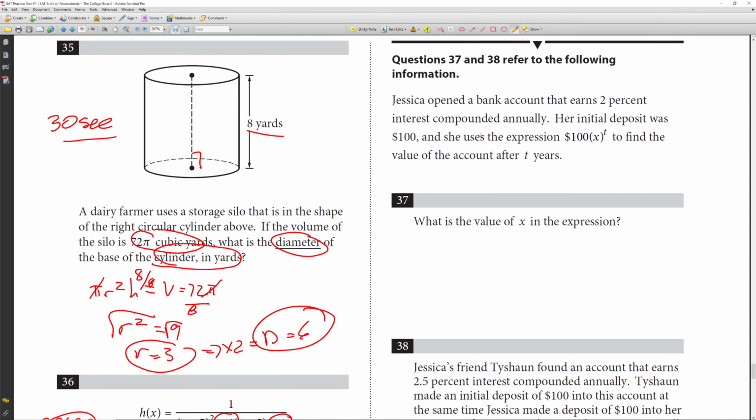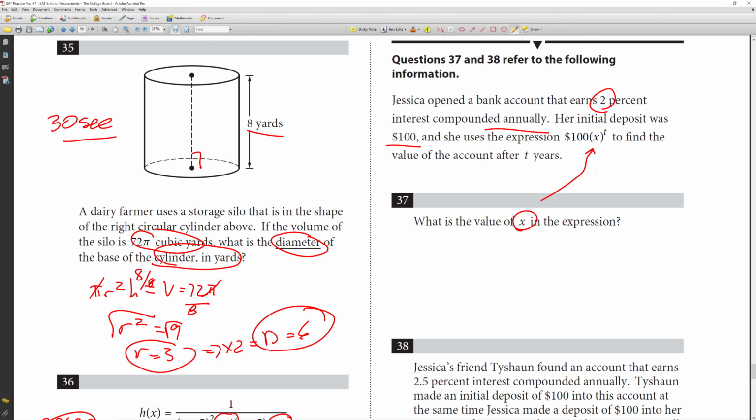And boom. Number 37. Jessica opened a bank account that earns 2% interest compounded annually. Her initial deposit was $100. She used the expression $100 times x to the t to find the value of her account after t years. What is the value of x in this expression?